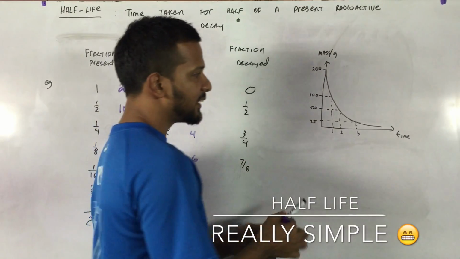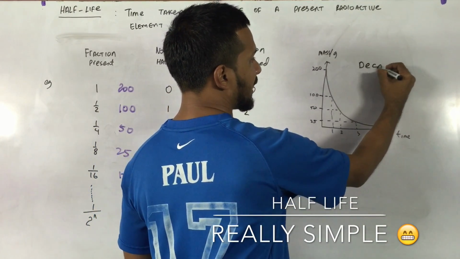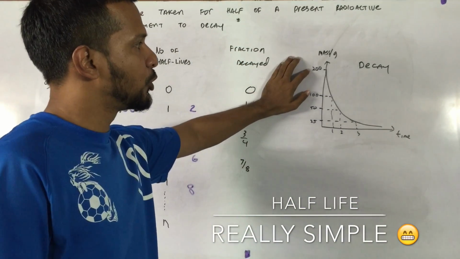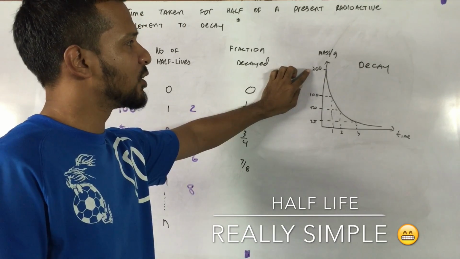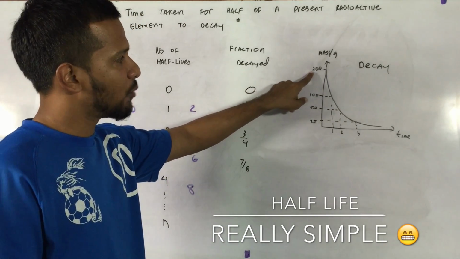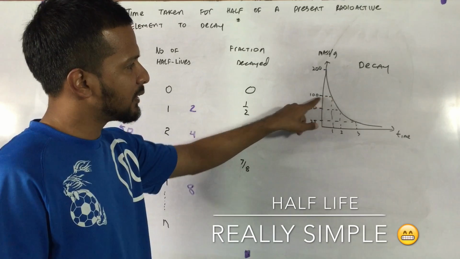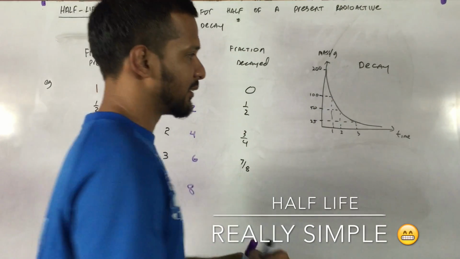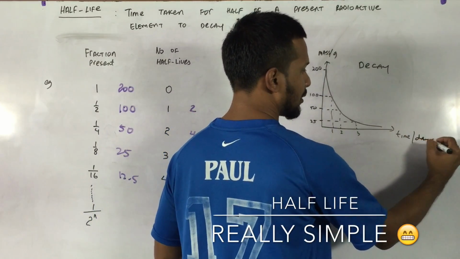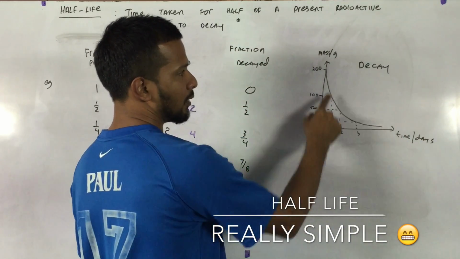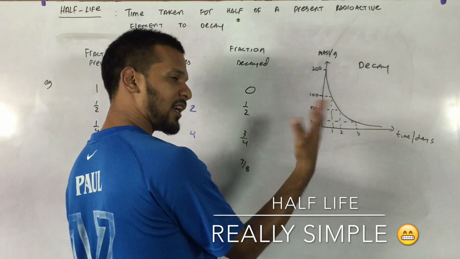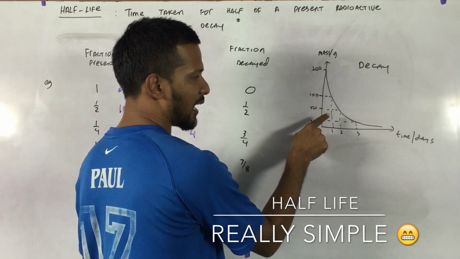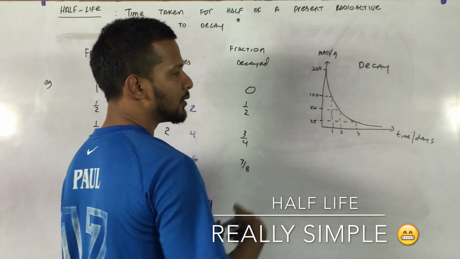If you look here, this is called a decay curve. It represents how a radioactive element will decay. So let's say we started off with 200 grams. After 1 half-life, we will end up with 100 grams. So let's say this was time in days. So after 1 day, 200 grams will go to 100 grams. After the next day, which will be 2 days, 100 will go to 50. Okay? And after 3 days, 50 will go to 25.